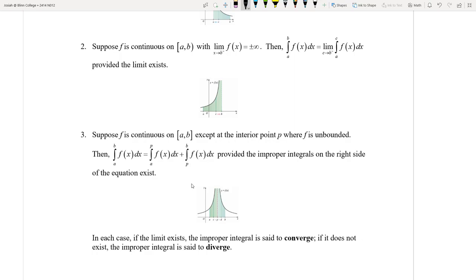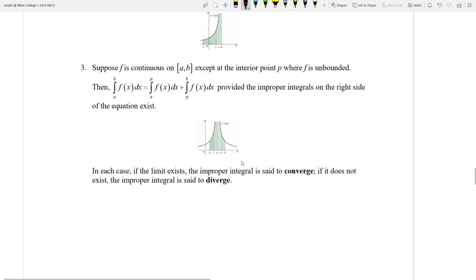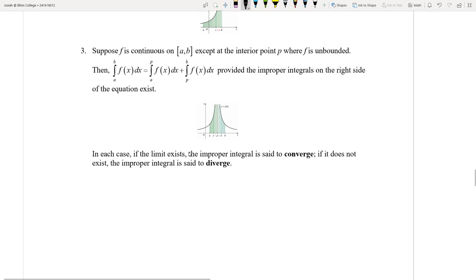And then we'll have to take a limit as something approaches p from the left for the left integral, and as something approaches p from the right for the right integral. And again, we have the same sort of wording here. If the limit exists, we have convergence. If it does not exist, the integral will diverge. We have divergence.